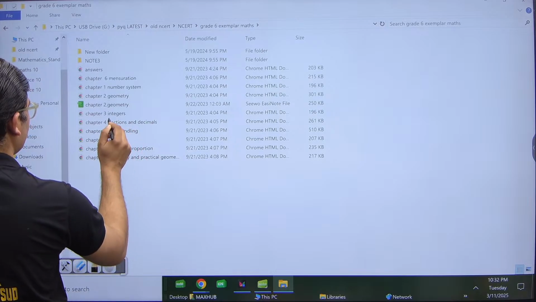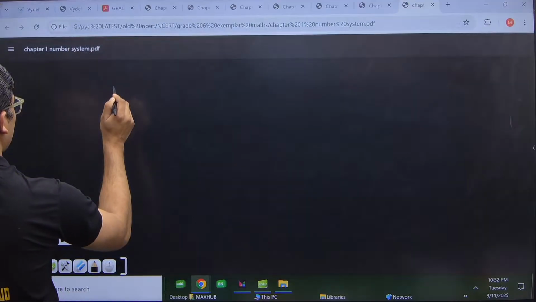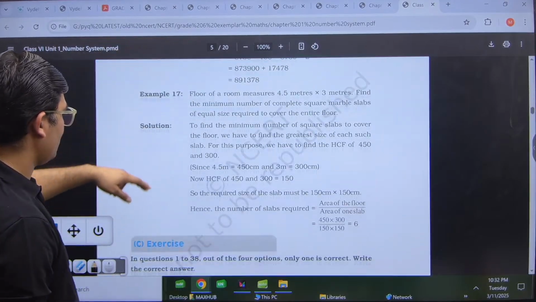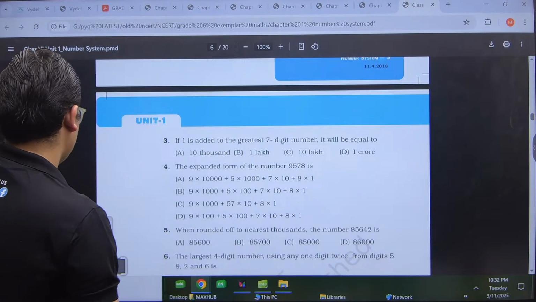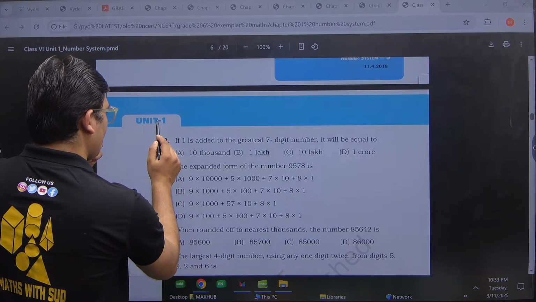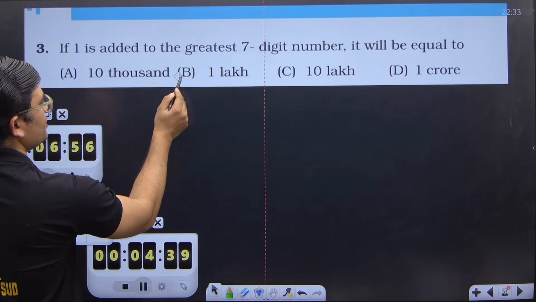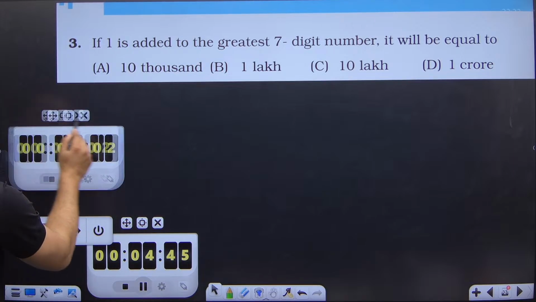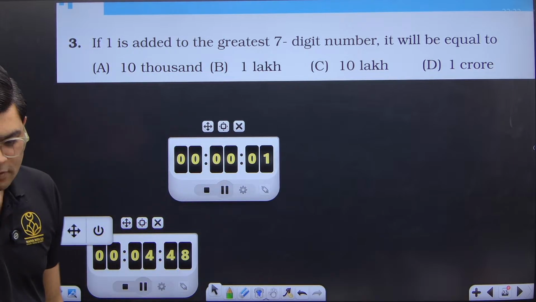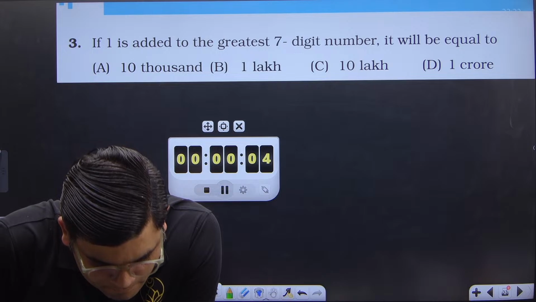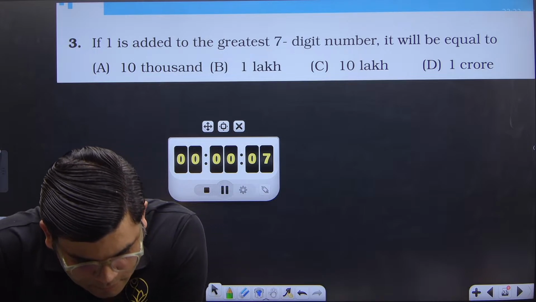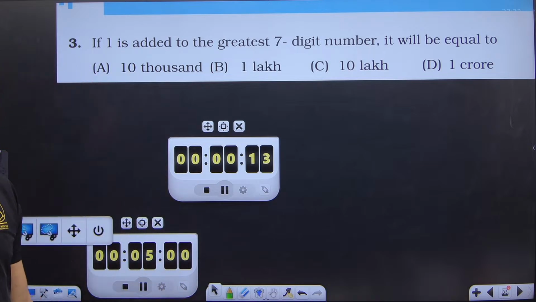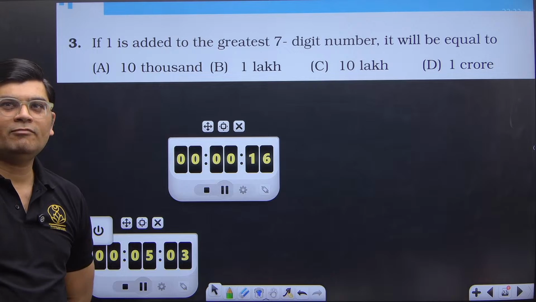Ratio, proportion, fractions, integers, geometry. Number system. Let me see who answers this first. If 1 is added to the greatest 7-digit number, it will be equal to. And the timer starts now. Tell me. Greatest 7-digit number, it will be equal to. What will it be?